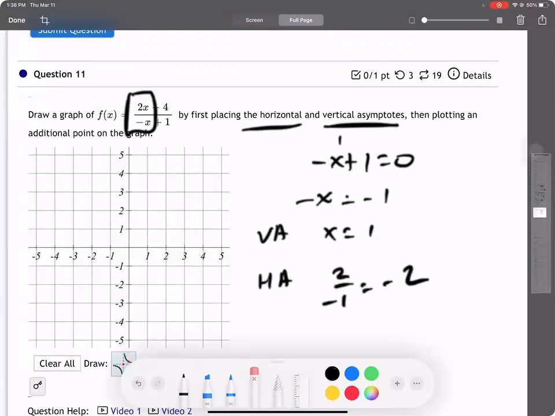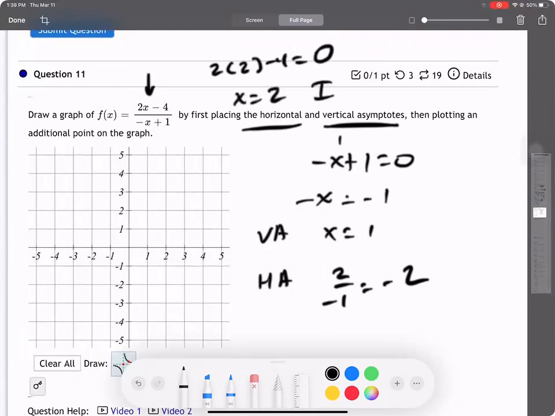Now we have one more thing that we can look at. What is the root of this graph? What is the root? Look at the top. What would make that go to 0? 2 blank times 2, right? Wouldn't that cancel out with a 4? So x is 2 is my x-intercept.